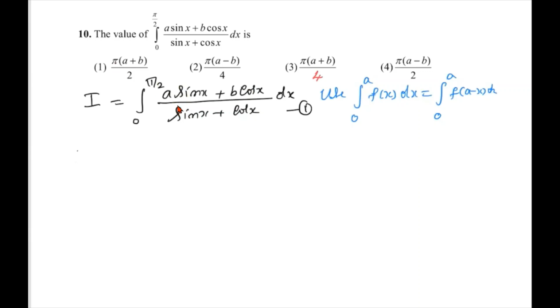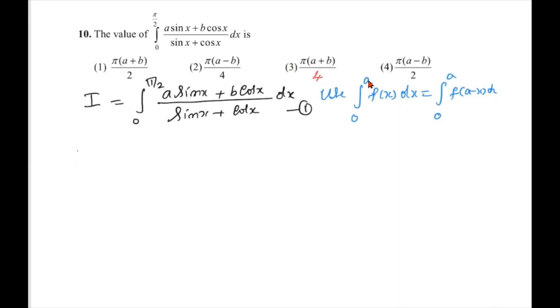Which option gives you pi by 2? When a equal to 1, b equal to 1. If I take the first option, you get 1 plus 1, 2, get cancelled pi, which won't give pi by 2. This becomes 0. This also becomes 0. But here 1 plus 1, 2 upon 4, 2. Pi by 2. This will be the correct answer. Or we shall also do this problem in the usual way.